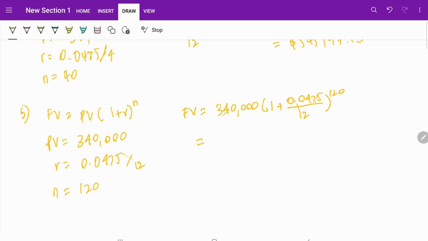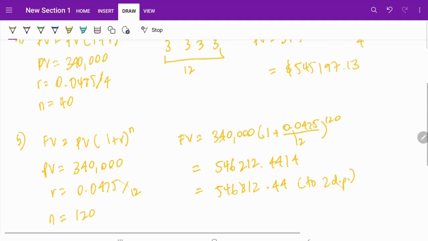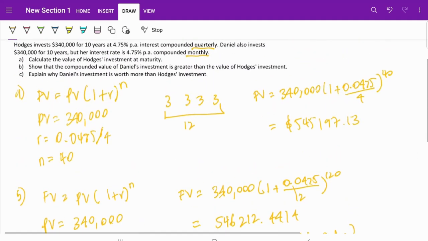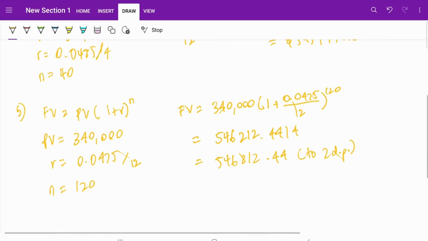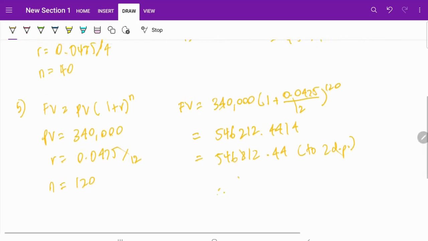And when you plug into the calculator, you should get around about 546,212.4414, and that just comes to 546,212.44 to 2 decimal places. Now we can see that the value of Daniel's investment compared to Hodges' investment is greater. So we'll just write a quick statement.